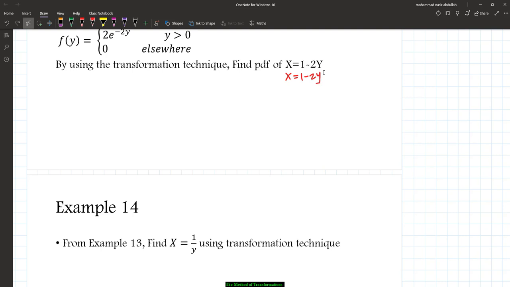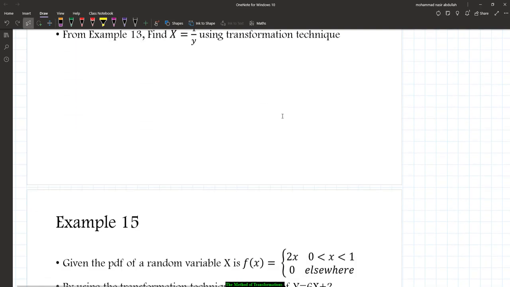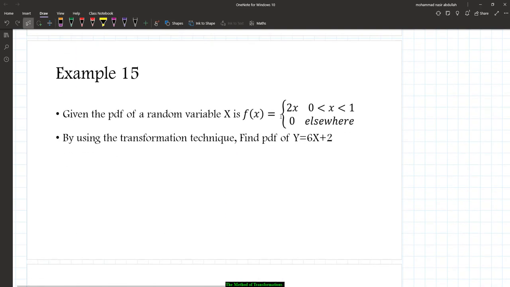So the font used looks like a tilde, right? It's not good. Example number 15, you do it by yourself. Very simple example, you just follow the steps. The same thing. Are you copying or do you screenshot?